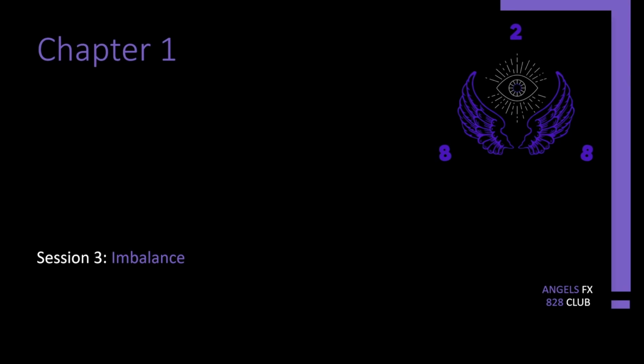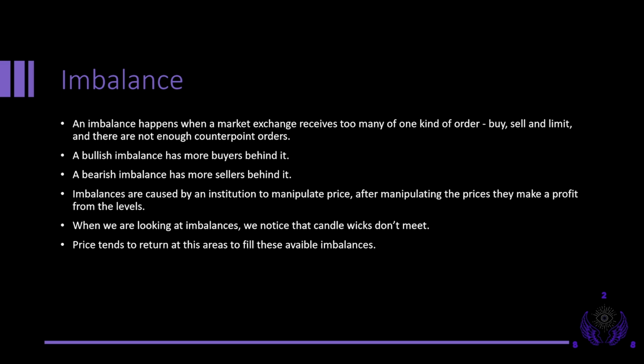It's Angels FX with you, and today in session 3, we are going to talk about an imbalance and why it's important. An imbalance happens when a market exchange receives too many of one kind of order, buy, sell, and limit orders, and there are not enough counterpart orders, okay? A bullish imbalance has more buyers behind it, and a bearish imbalance has more sellers behind it.